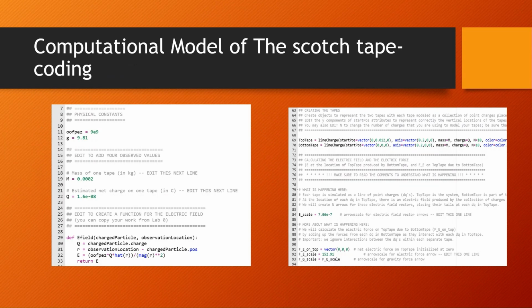Computational model of the Scotch tape coding. For the coding of the computational model, I had the preconditions for the K constant, the mass, acceleration due to gravity, and the electric field equation on the left. On the right, I have the scales of the electric field, electric force, and gravitational force listed. Since the electric force and gravitational force are supposed to cancel each other out, the scales are equal as their forces are equal.